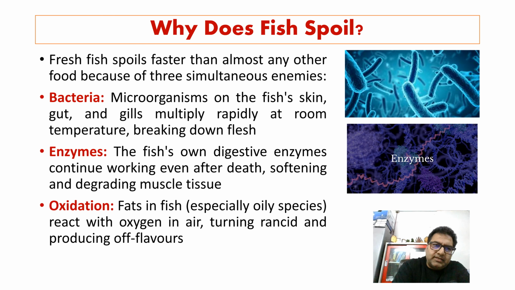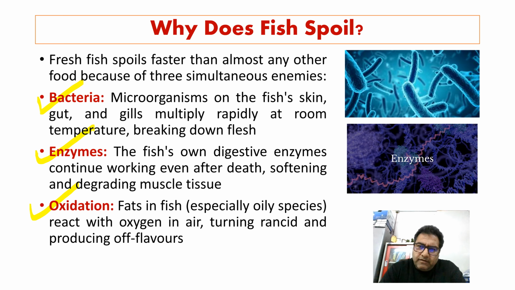Now, what are those three things? These are bacteria, enzymes, and the third one is oxidation. We all know that the responsible organisms for the decomposition of any kind of component are bacteria and fungi. These microorganisms are present on the skin, in the gut, and in the gills, and they multiply rapidly at room temperature, breaking down the flesh.